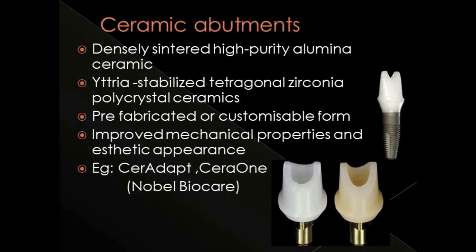Finally, coming to the ceramic abutments, which can be of densely sintered high purity alumina ceramic, or yttria stabilized tetragonal zirconia polycrystal ceramic. So they are of two varieties, either alumina or yttria stabilized zirconia, and they are available in prefabricated or customizable form. The ceramic abutment has improved mechanical properties of flexural strength, fracture toughness, modulus of elasticity, and has improved aesthetic appearance. So particularly they are used in anterior restorations. Examples of ceramic abutment systems are CerAdapt and CeraVan by the Nobel Biocare company.